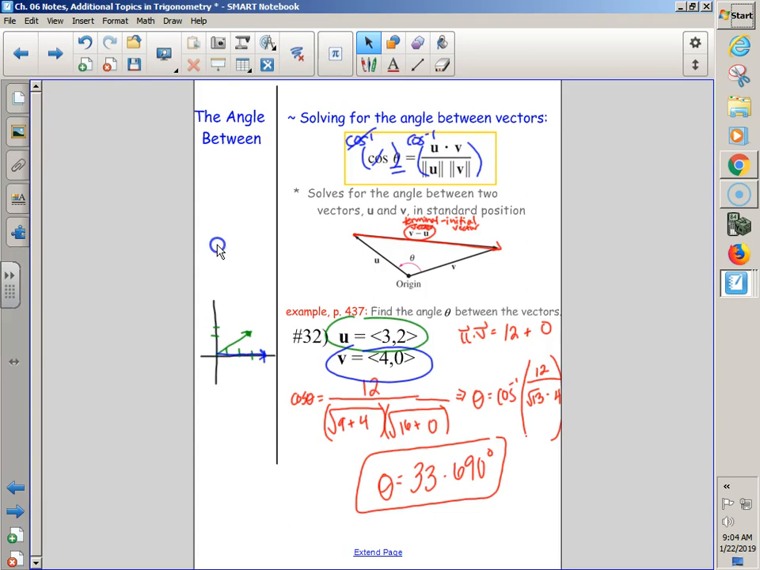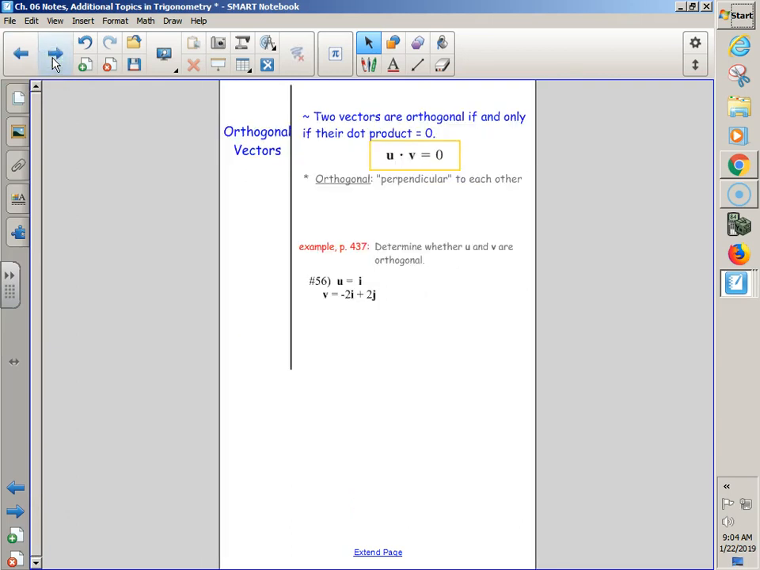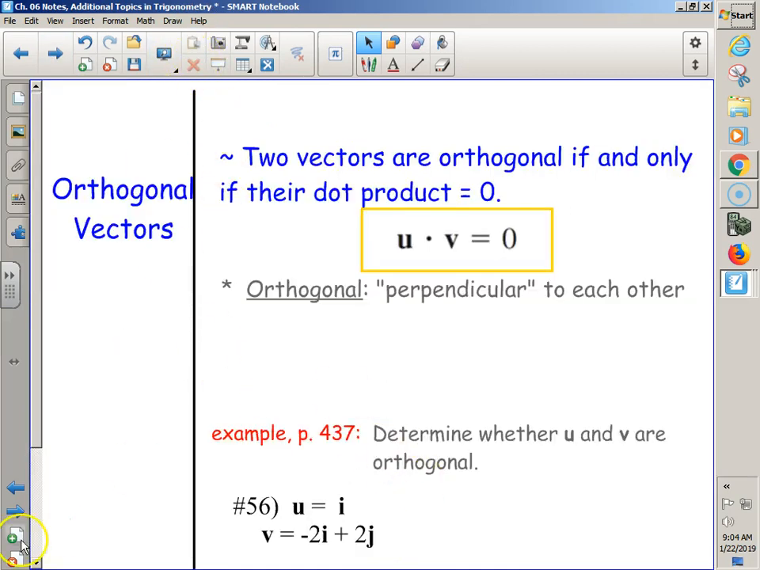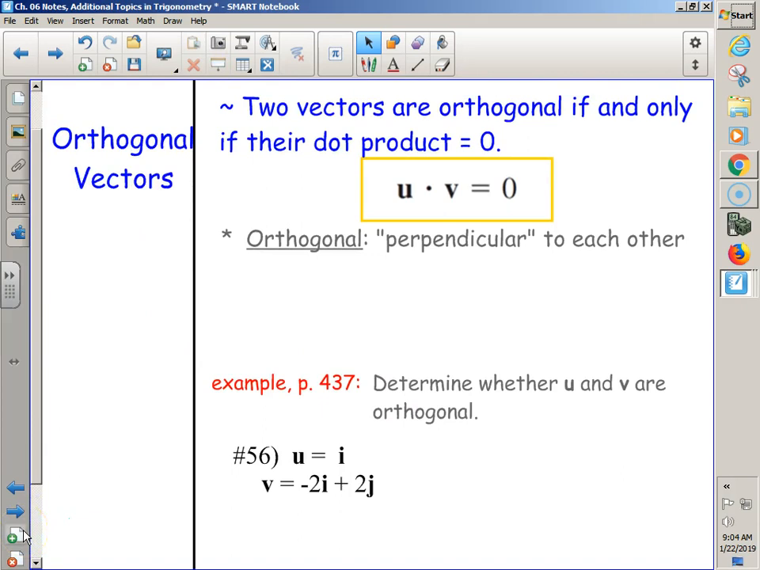Just keep reminding yourselves you're learning a lot, which will help you in a physics class someday, and specifically for the chapter 6 test. Okay, that's one application, angle between, how to use dot products. Here's another one. I briefly showed you on Friday, we just didn't get to practice it. How to figure out quickly, I should say, whether or not two vectors are orthogonal.